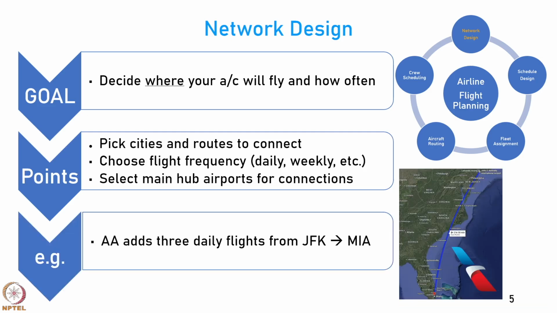Here is an example of network design. American Airlines is a very prominent airline in the US, and in response to the market demand, they added 3 daily flights from a busy airport in New York called JFK to Miami. You can see the flight is approximately 2 hours 50 minutes or 3 hours, and they are already running some flights, and they have added 3 more flights because of the demand.